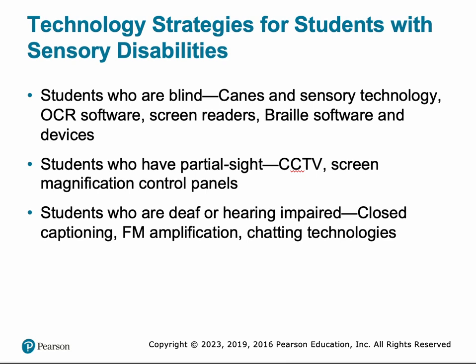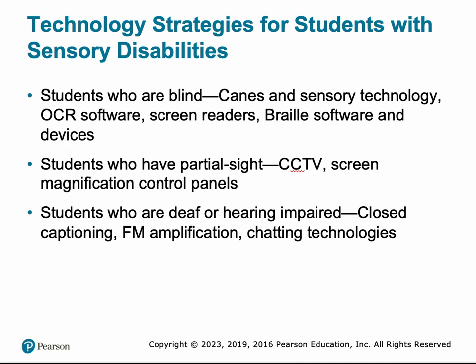Sometimes you're going to have students with sensory disabilities. So if you have a student who's blind, sometimes they may be using a cane or that sort of technology. They're going to have screen readers or Braille software. Some students who have partial sight are going to need screen magnification control panels so that they can read what's on the computers. And if you have students who are deaf or hearing impaired, closed captioning is going to be a must, as well as FM amplification, which might just be a piece that goes around your neck as a teacher, which picks up your voice and sends it to a headset, in essence, that the student wears over their ears.